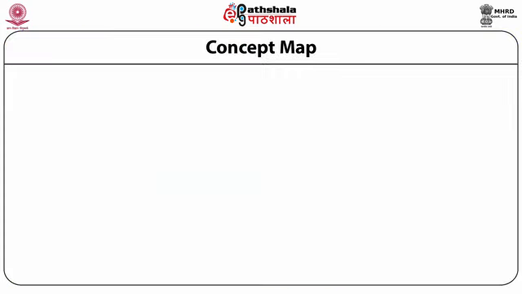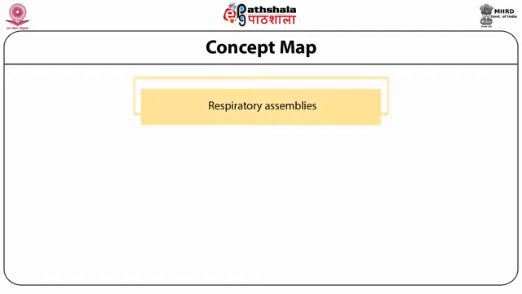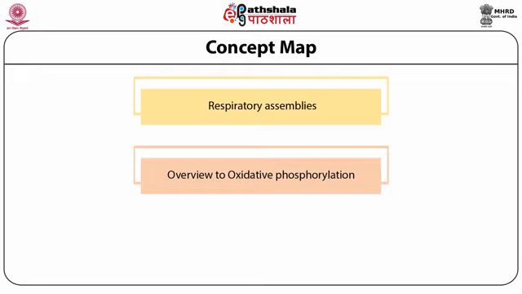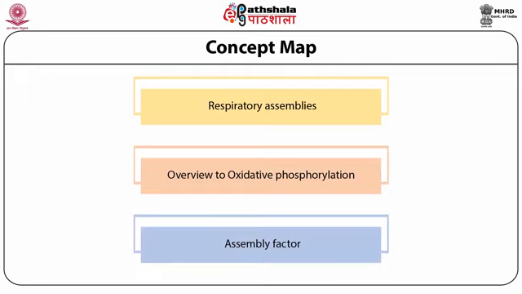The concept map. In this lecture, we will first discuss briefly the respiratory assemblies, oxidative phosphorylation and assembly factors. We will also learn about the generation of ATP through the electron transport chain. We will then discuss the assemblies of the respiratory complex.